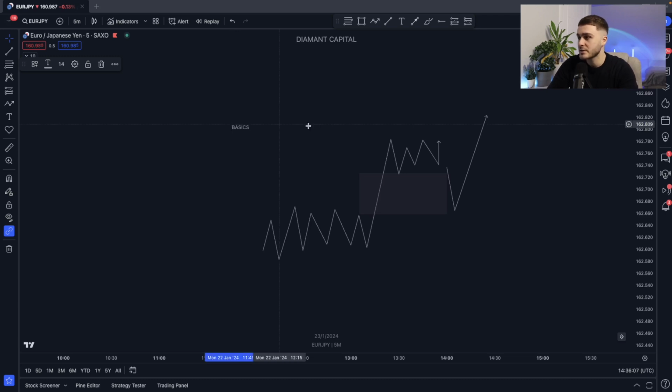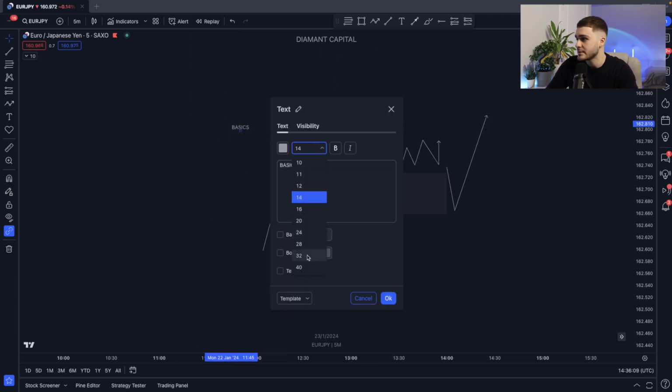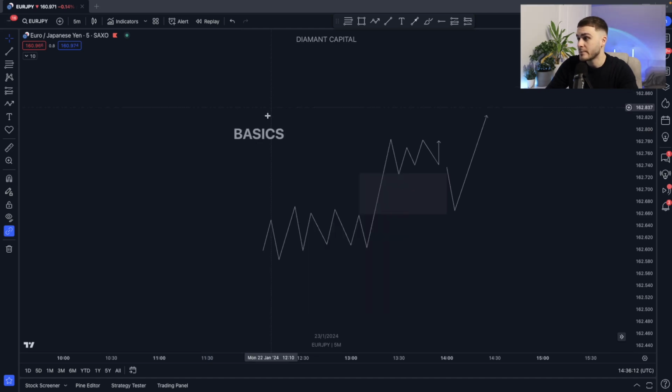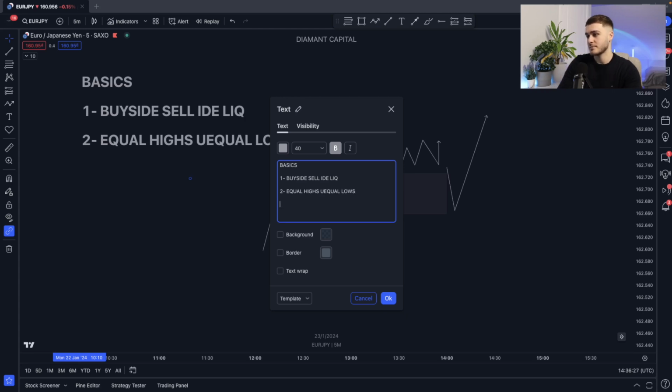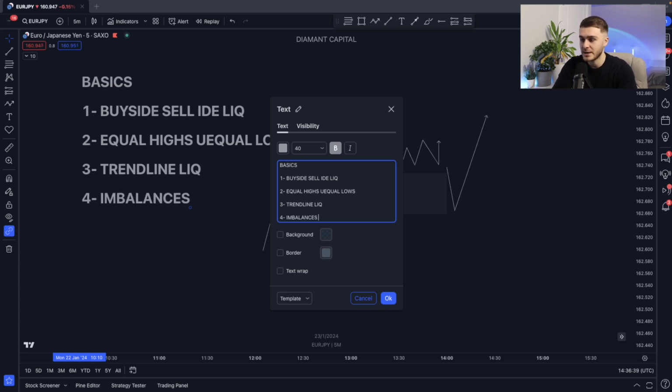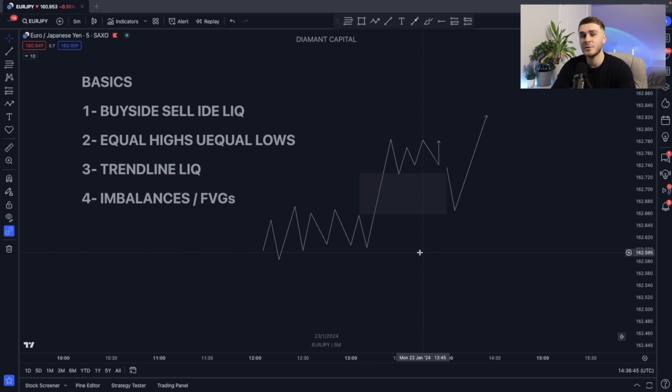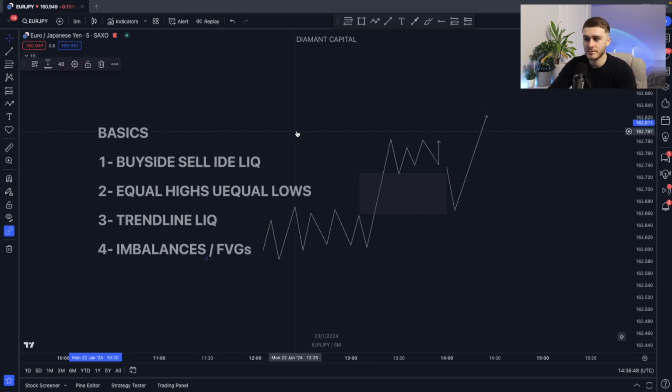So when we talk about the basics, let's see if we can actually get this bigger. I will just quickly take a note. We've got buy-side and sell-side liquidity. Then also we've got equal highs, equal lows. Minus spelling because I'm not really here for an English lecture. And then number 3, we've also got trendline liquidity. But some of the main ones that a lot of people do miss is imbalances, and this can also be known as fair value gaps. Fair value gaps, I would guess, is the term that people use mainly when they're using it for entries. But these are the main 4 that we talk about.